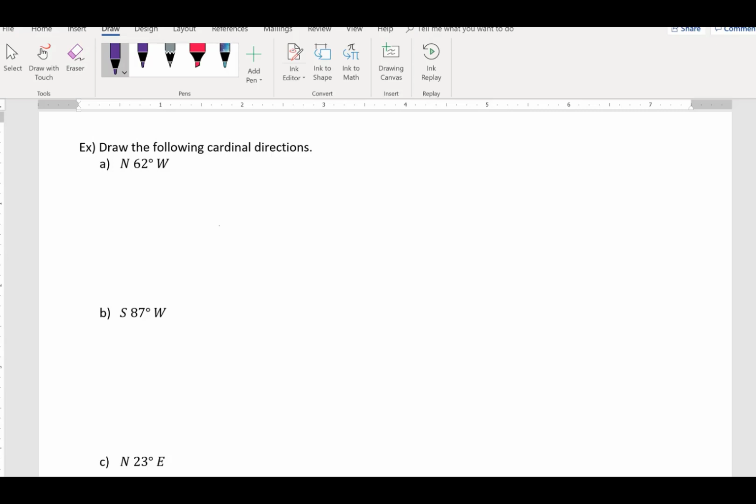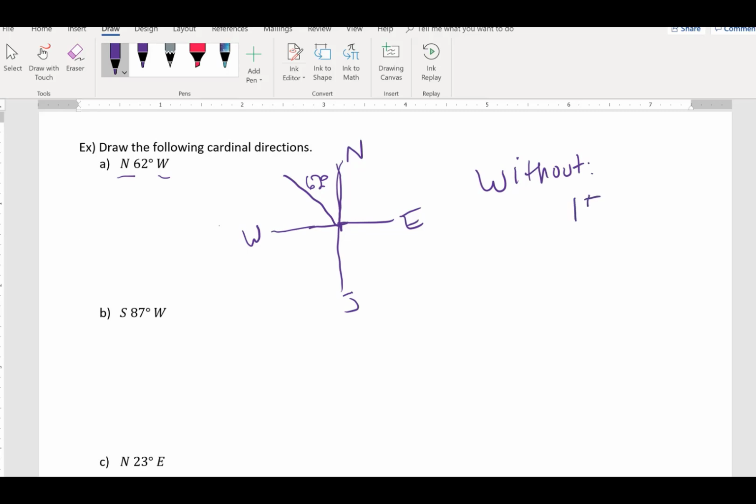Draw the following cardinal directions. I'm going to first draw our north, south, west, and east. We are starting north and we're going west. So we're going to go north and then west 62 degrees. So without cardinal directions, this would be 90 plus 62, so this would be a 152 degree angle.